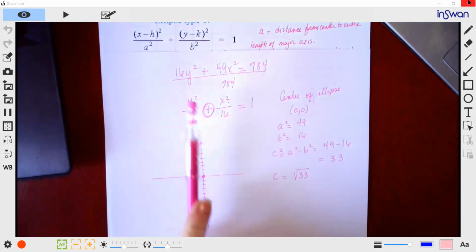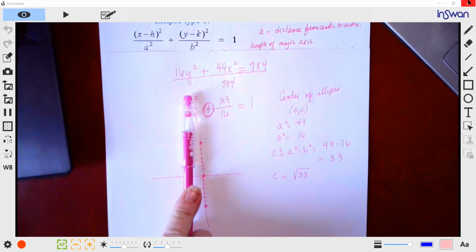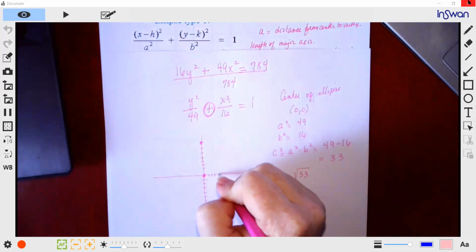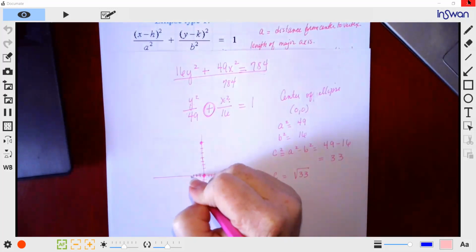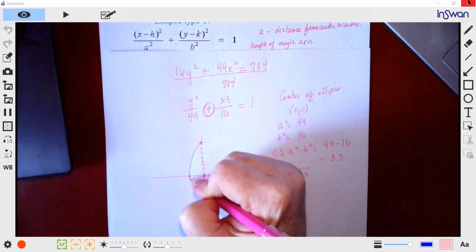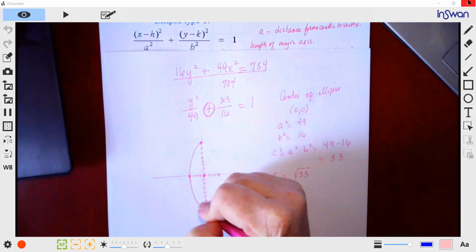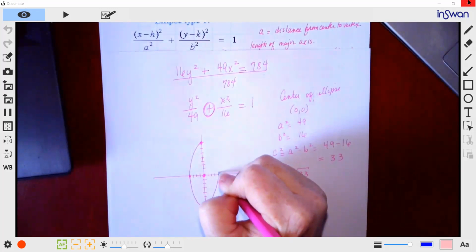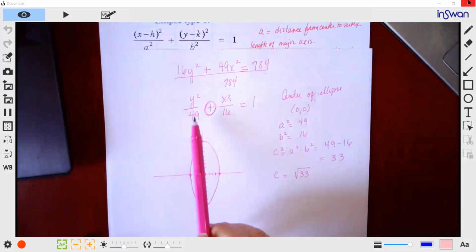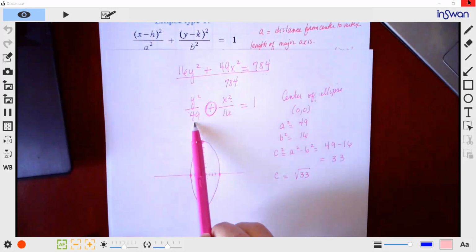If I cover up the y term, I would get x equals plus or minus 4. So this particular ellipse is tall and skinny, or it's taller than it is wide, I should say. And that comes directly from the fact that the larger denominator in our standard form is under the y term.